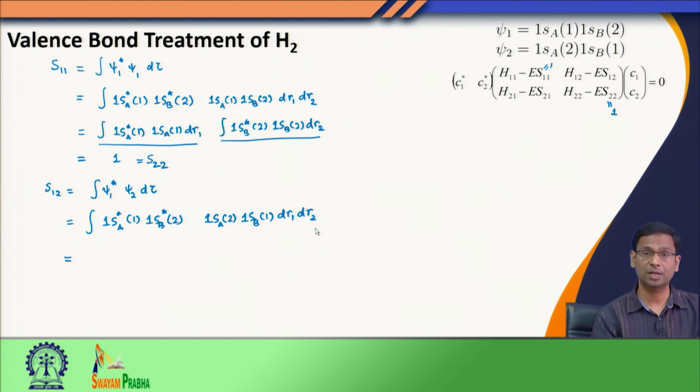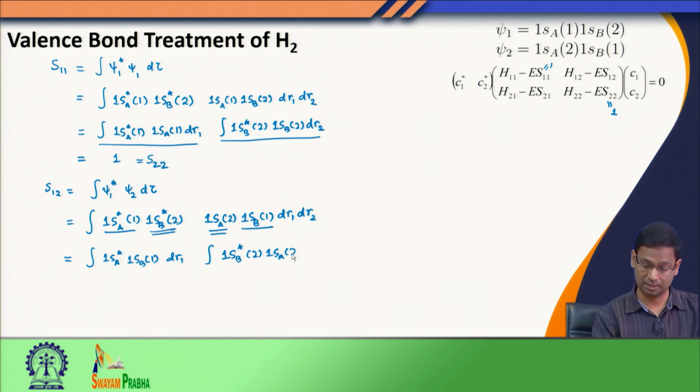Since, similar to what we did here, we have to separate the terms which have direct dependence on electron 1, let us do that. I see this term and this term have electron 1 dependence, so I integrate them over dr1, and I have these two terms having dependence on electron 2, so I collect them. Now, let us look at these two integrals. The first one depends only on r1, the second term depends only on r2.